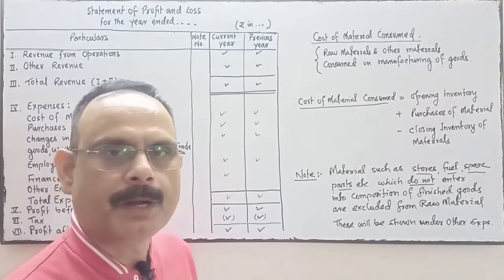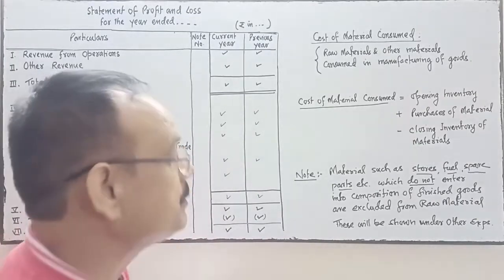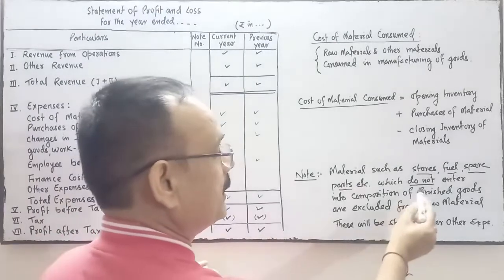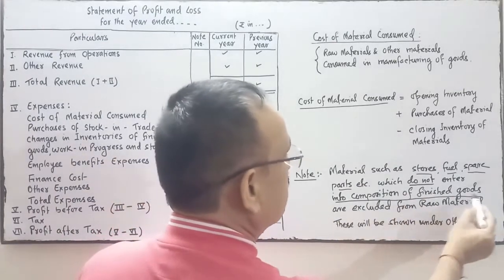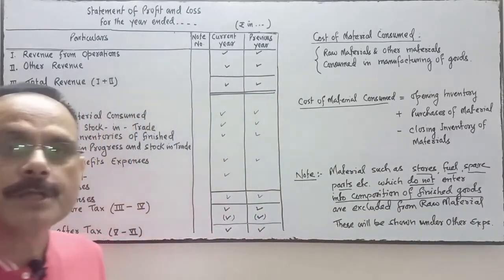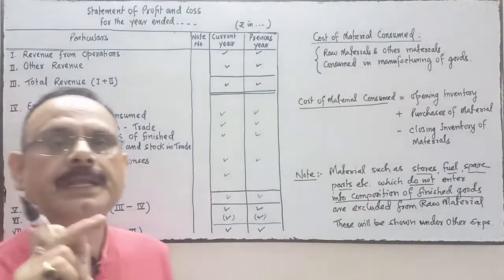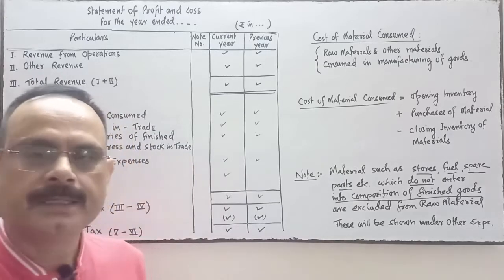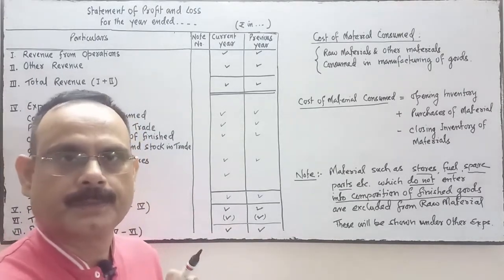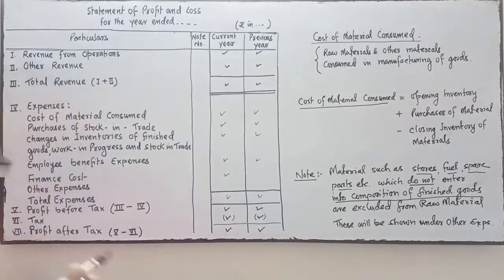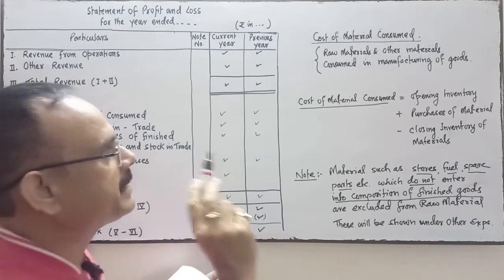This will not be part of cost of material consumed if they do not enter into the composition of the finished product. Is it clear? If it is not a composition of the finished product, then that will be shown here in other expenses. So cost of material is clear.